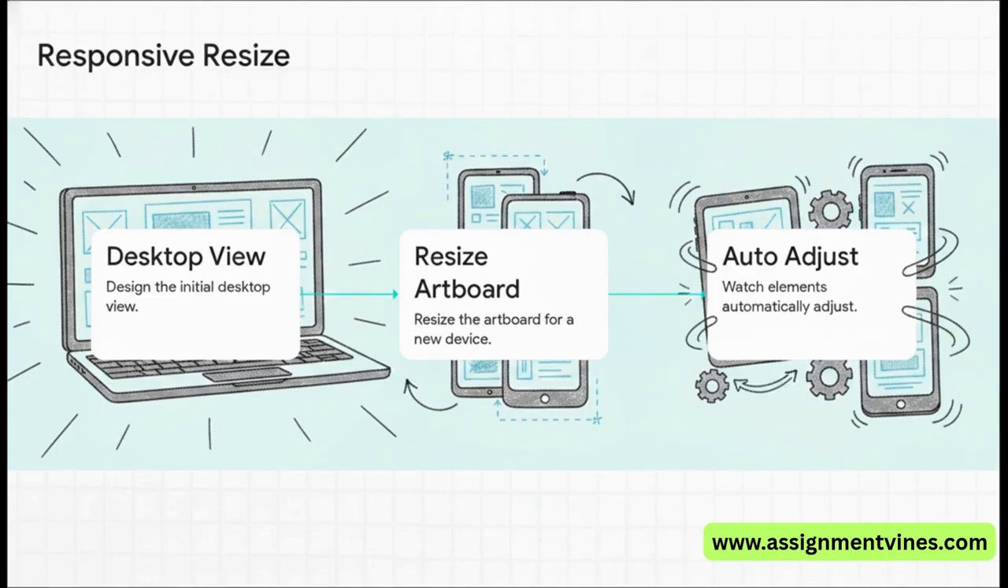In Step 1, you just design your initial desktop view. In Step 2, you simply resize the artboard for a new device, like a tablet or smartphone. And Step 3 is where it gets incredibly cool. You literally just watch the elements automatically adjust. This drastically reduces all that tedious manual redesign work, keeping your layouts, your navigation, and your typography perfectly balanced without having to start from scratch for every single screen size.